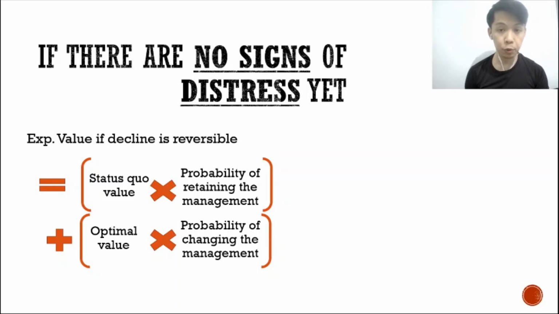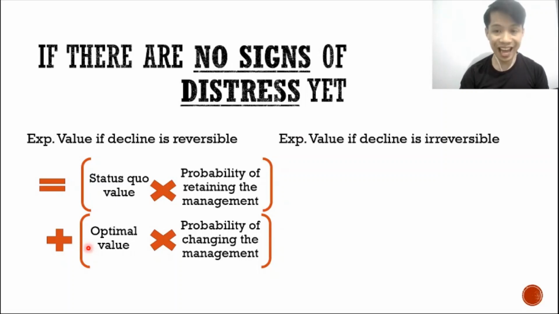So if there are no signs of distress yet and the decline can be reversed, what we can do is to assume two values. The existing conditions, the value under existing conditions, the status quo value, then the optimal value, the value under the assumption that it will be run in the best possible way, then multiply by the probabilities that each of the conditions will happen. Now, what if there are no signs of distress yet, however, the decline is no longer reversible?